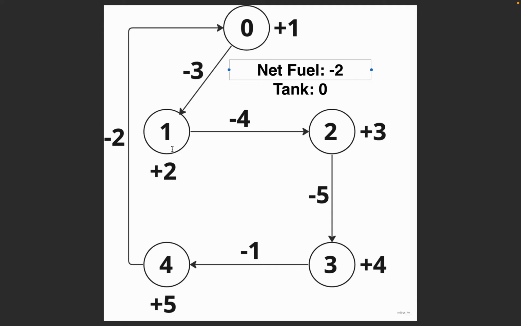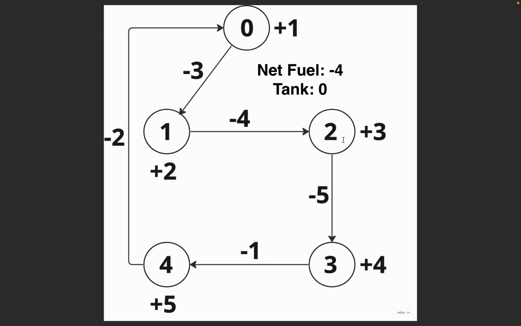Okay, here at gas station 1, we do +2 -4. That is going to be -2 for our tank. And then for our net fuel, it's going to be +2, which is 0, -4, which is -4. Now, we cannot even reach gas station 2. So again, we're going to start over, reset our tank back to 0, and start at gas station 2 this time. We're just following the algorithm I laid out before, the more optimal one.